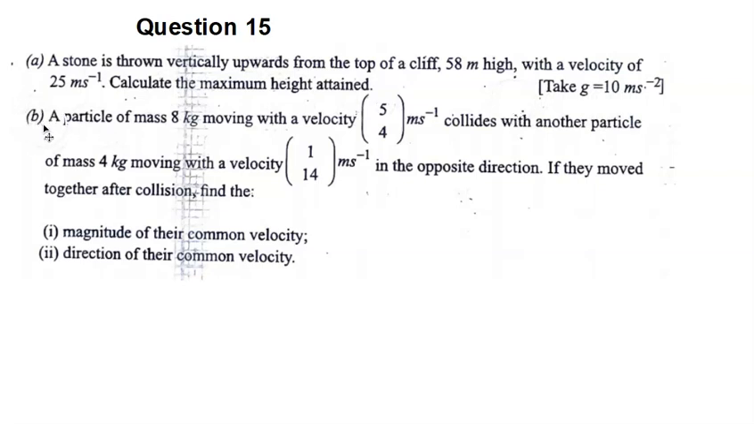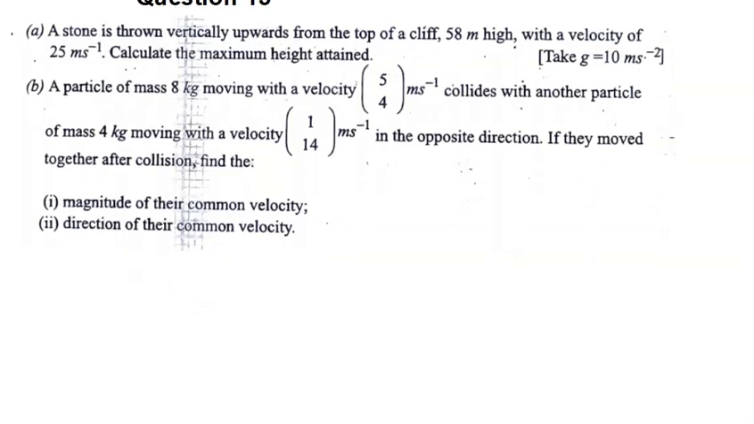The second part: a particle of mass 8 kg moving with a velocity 4 meters per second collides with another particle of mass 4 kg moving with a velocity 114 meters per second in the opposite direction. If they move together after collision, we have to find the magnitude and direction of the common velocity. Let's start with the first part.